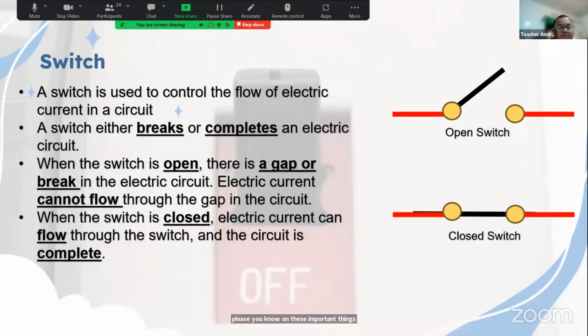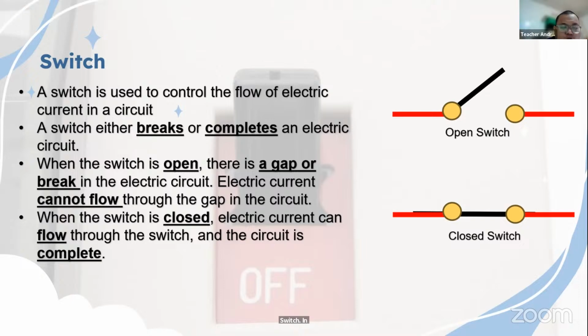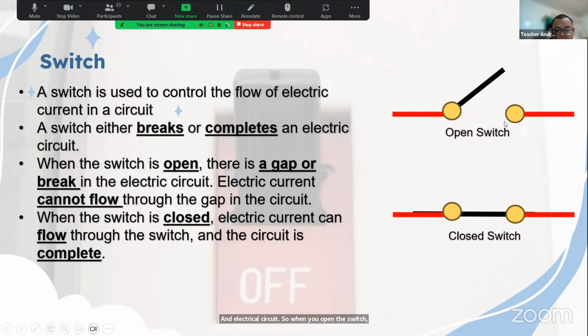Next up, switch. In every circuit, there must be a switch to control the flow of current in a circuit. This switch either breaks or completes an electrical circuit. So when you open the switch, there's a gap. Look here, there's a gap, or a break, in the circuit. Therefore, electrical current cannot flow through. When it cannot flow through the wire, the light bulb will not light up.